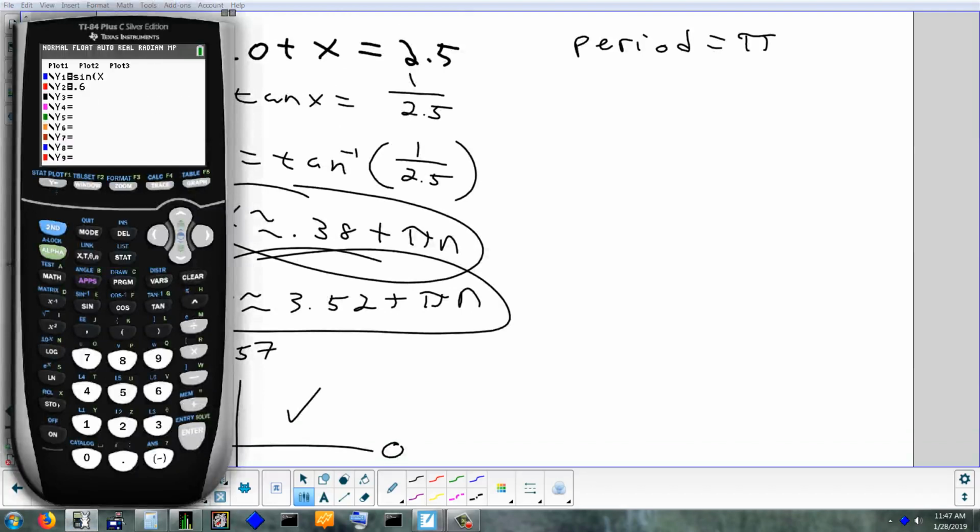When you check it, it doesn't matter if you type in the original problem or the tangent problem. They're the same thing. I'll type in the original. So 1 over tan, don't worry about the parentheses, and 2.5. Now before I hit graph, what do I have to check? Because I changed my mode.